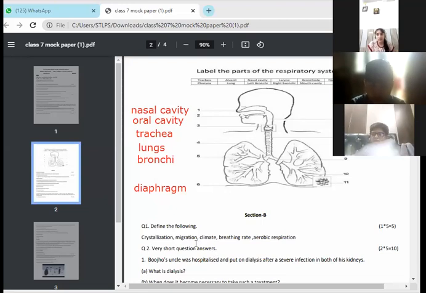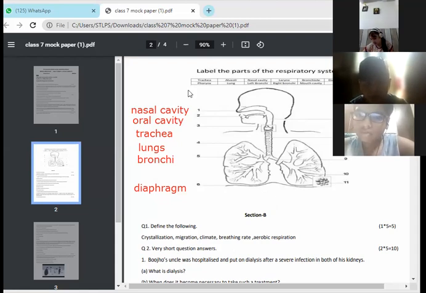Next one. Any other word you want to give? Climate. Aerobic respiration. Okay, yes, Anya, aerobic respiration is? The process of respiration that occurs in the presence of oxygen is known as aerobic respiration. Yes, very good. The respiration which occurs in the presence of oxygen. Yes, good. We have done this.